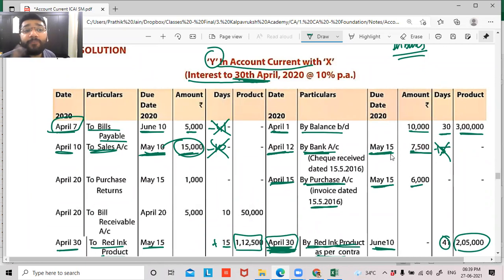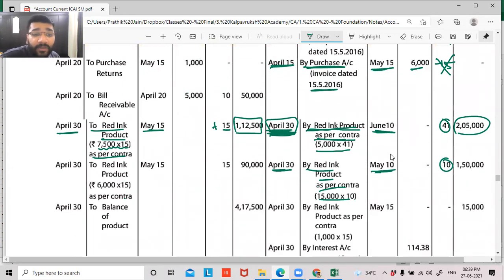Now this May 15 due date is falling after the account current statement date. So if I calculate days here, it will be minus 15. If you don't want this minus 15 here, take it to the debit side, the other side. So on April 30, to reading product as per contra, May 15th, 15 days. So 15 days into 6,000 rupees, the transaction amount, guys, 90,000 rupees you'll get in the amount column. Please note it down.